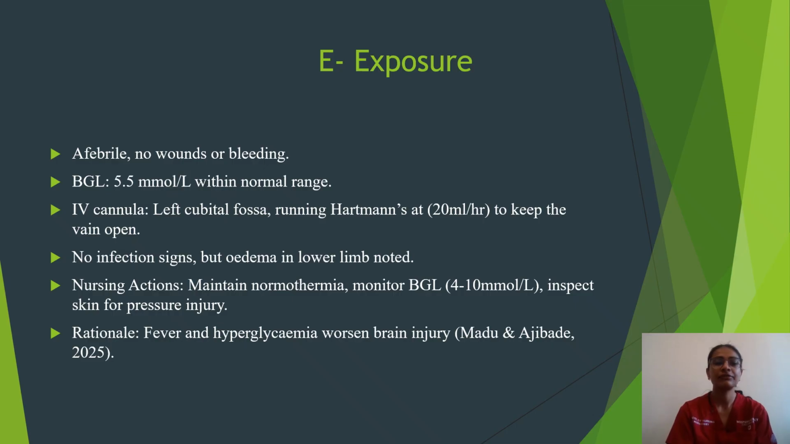Next, we are going to explain exposure. Exposure. She is afebrile, with no wounds or bleeding. Her BGL is 5.5 millimoles per liter, which means it's within normal range. IV cannula. She has an IV cannula in her left arm, cubital fossa, running Hartmann's at 20 ml per hour to keep the vein open.